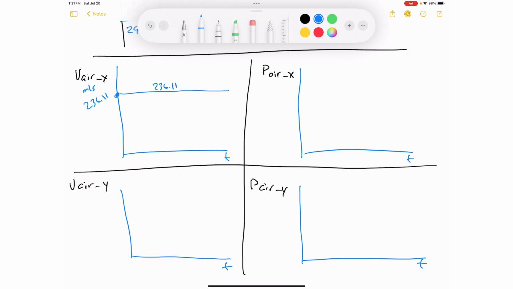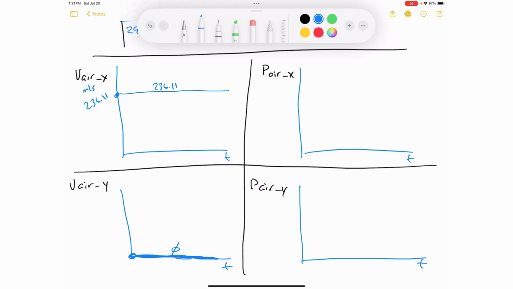Now let's talk about the velocity in y. So down here, the velocity of the airplane. Y of course means up and down. Is the airplane moving up or down? No, the airplane is just going straight. So his initial velocity in y is 0, and the line looks like that as well. It's just 0.